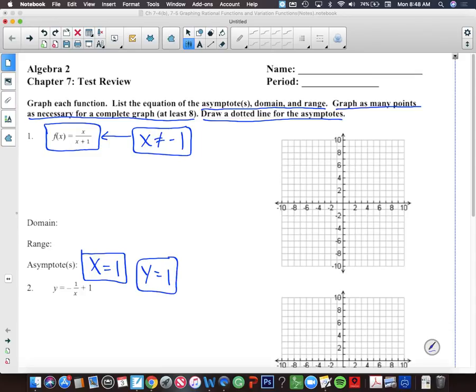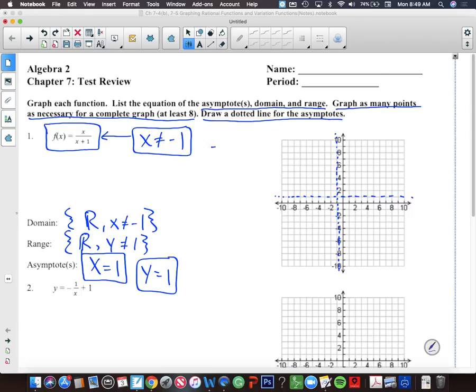So we need to draw those asymptotes. We got x equals 0, or x equals -1, excuse me. Got that one. And we got y equals 1. So those are the asymptotes that are going to be kind of the boundaries for our graph. So we can get our domain and range from that. So remember, your domain is all reals except for that asymptote. All right, and your range is the same thing, all reals except for that asymptote. And it's y cannot equal 1.